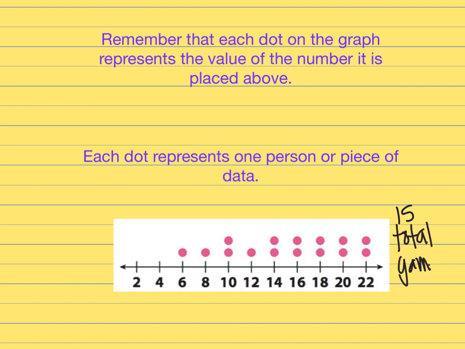If I needed to find the average points scored, I would add up all these dots. I would have to do 6 plus 8 plus 10 plus 10 plus 12 plus 14 plus 14, on and on and on. And then I would divide by 15.